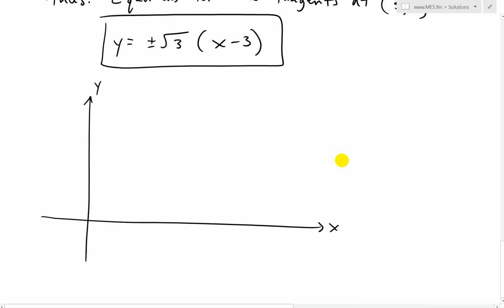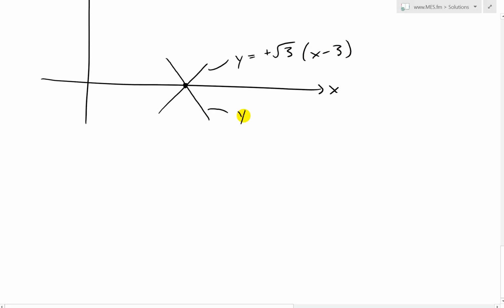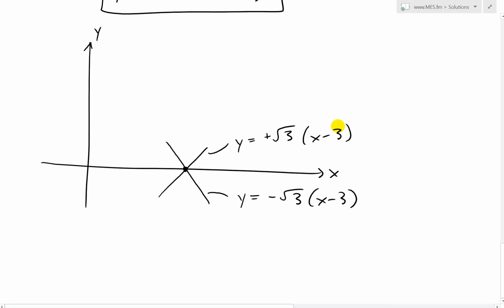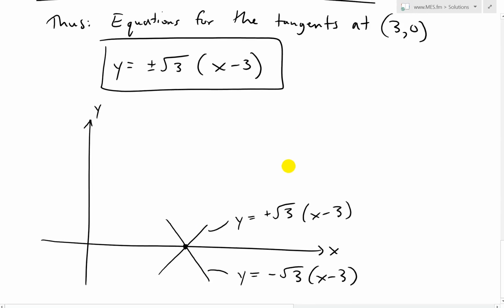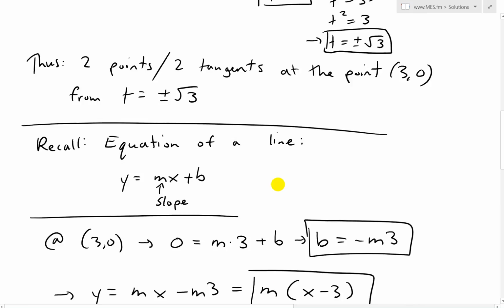At the point (3, 0), we move over 3, and the y coordinate is 0. So we have a tangent line like this and like this. One of them is the positive one, y equals plus square root 3 times x minus 3. And the one that goes down is y equals negative square root 3 times x minus 3. So that's how this looks, and you can get an idea of how the graph is going to look. We have a point where the tangents crisscross each other. This graph will get more complete as I get further into this video series on this example.